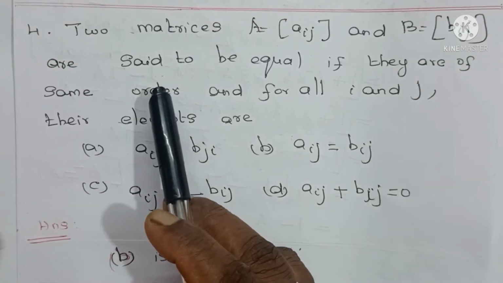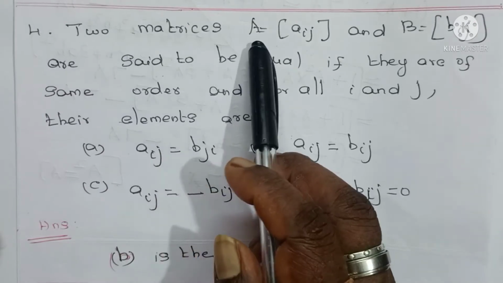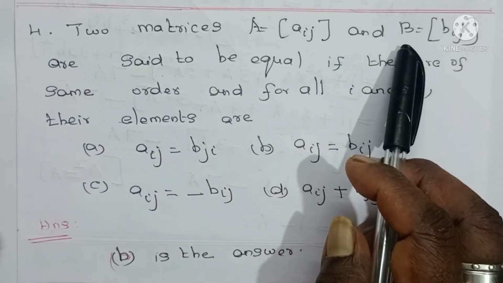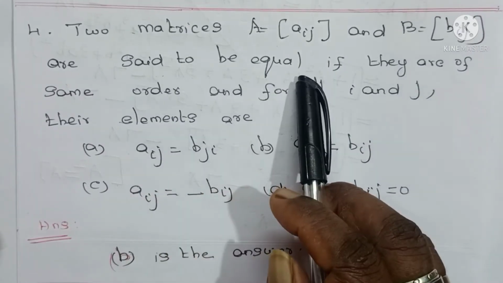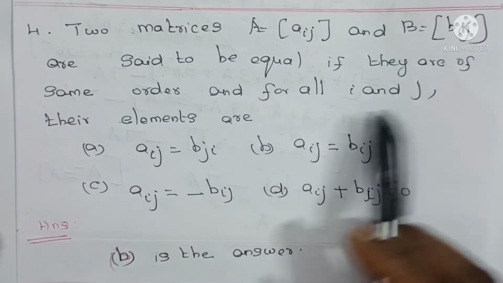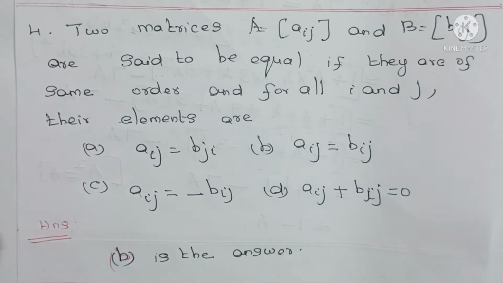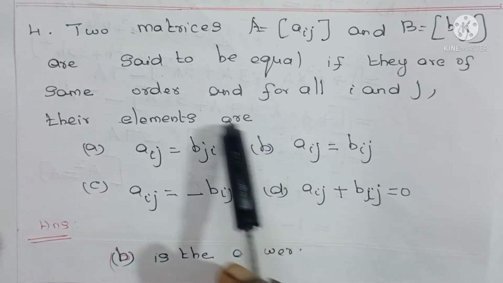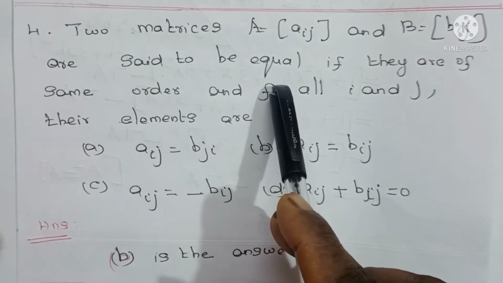Let's move on to the next question, the fourth question. Two matrices A is equal to Aij and B is equal to Bij are said to be equal if they are of the same order and for all i and j the elements are dash. They have given 4 options. This is the definition of equal matrices.